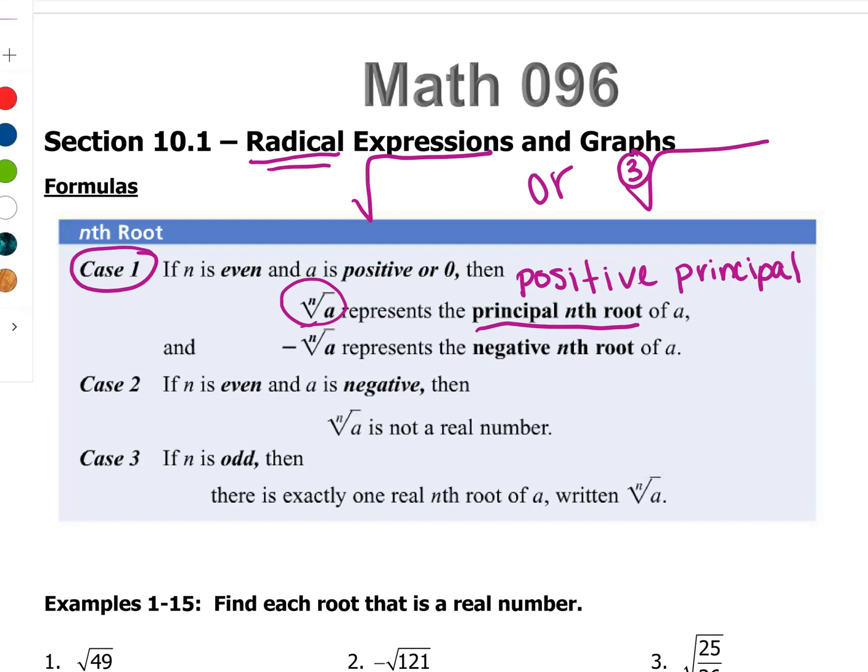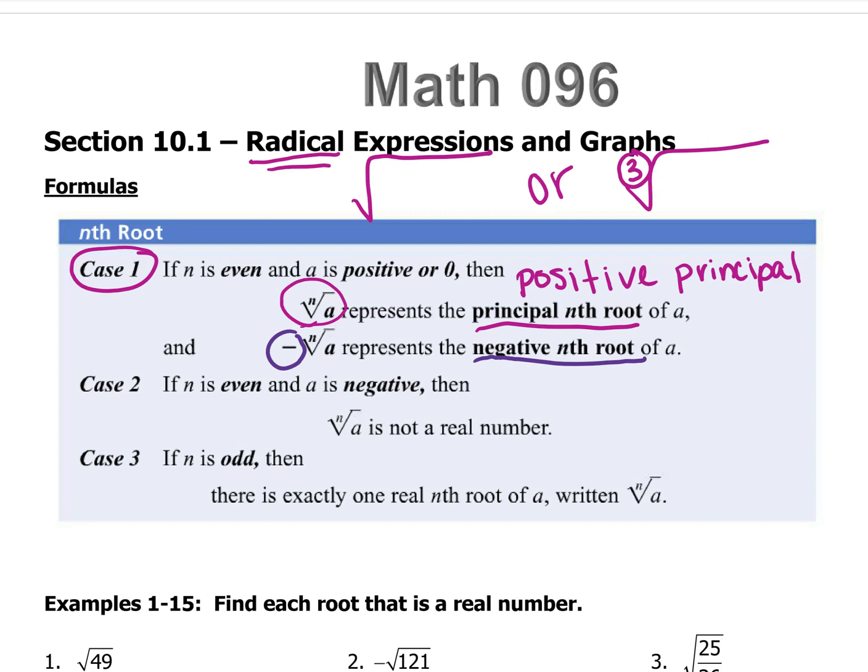If you have an even number right here and you have this negative sign on the outside, you're going to pick that this is the negative root. And that is going to show up in your homework too. It's just like a little drop down menu. So you're going to pick which one works for it.